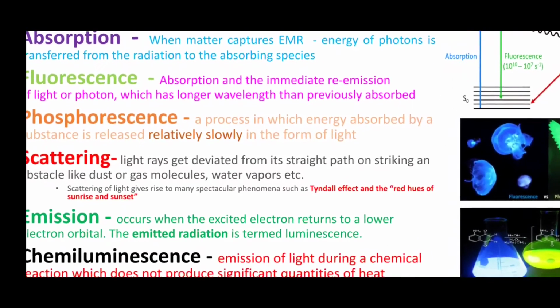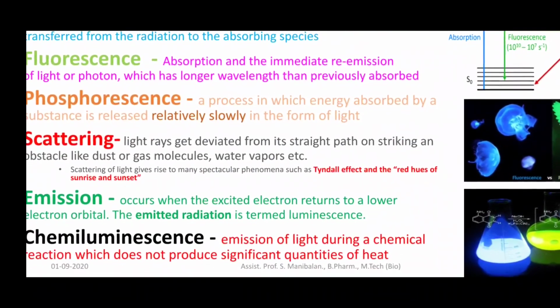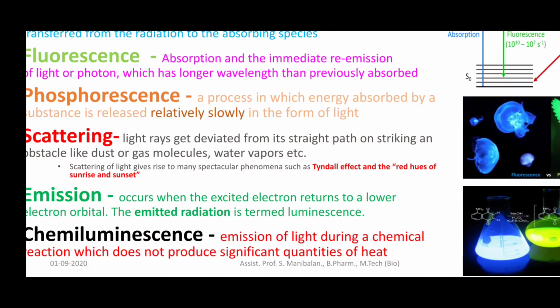Okay, scattering. We already knew that light rays get deviated from their straight path on striking obstacles like dust, gas, molecules, water vapors, etc. This is what we use to test drinking water contamination or to test the dust in the atmosphere, right? Scattering of light gives rise to many spectacular phenomena such as the Tyndall effect and the red hues of sunrise and sunset. I already told you about the Tyndall effect, which happens in colloidal particles. I think you are more familiar with it than me from your lower grades.